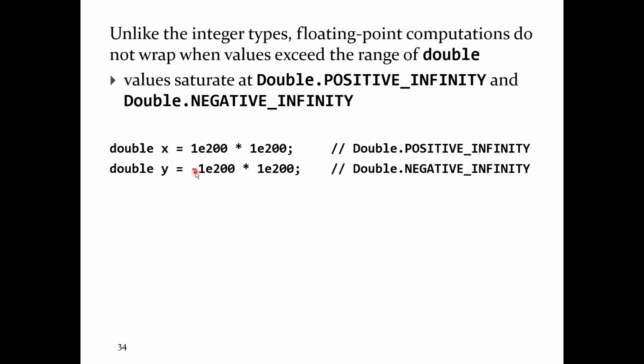If I compute negative 10 to the 200 times 10 to the 200, that's negative 10 to the 400, which is less than the most negative double value. So that becomes Double.NEGATIVE_INFINITY. Similarly, if you take a non-zero number and divide it by 0, you get either positive or negative infinity.